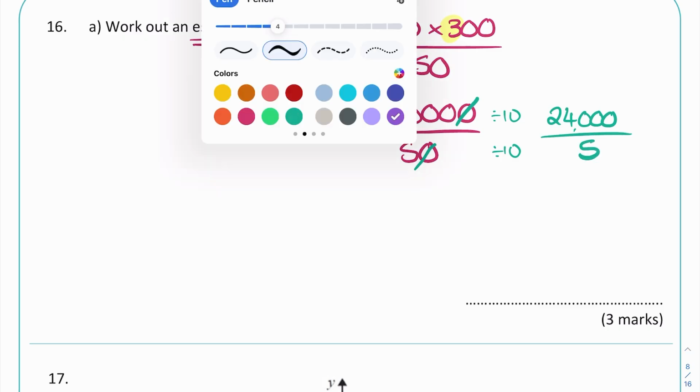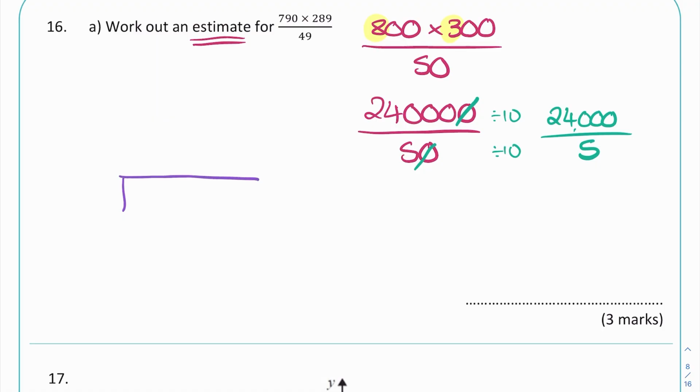Now you still need to get this accurate, so I'm going to do some bus stop division to the side. 5 into 24,000, 5 goes into 20, 4 times, remainder 4, it goes into 40, 8 times, and then we've got 2 zeros there, so our final answer would be 4,800. And there we go, there's some estimations.